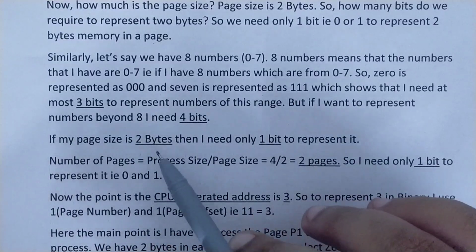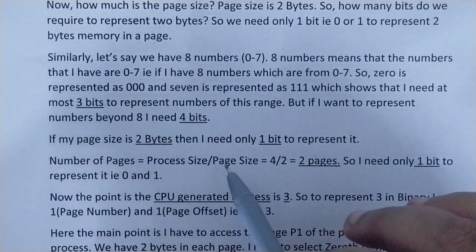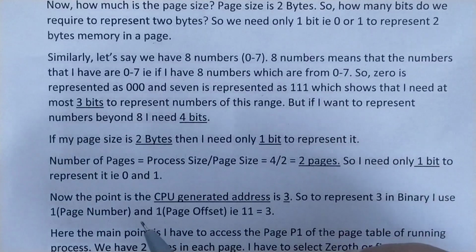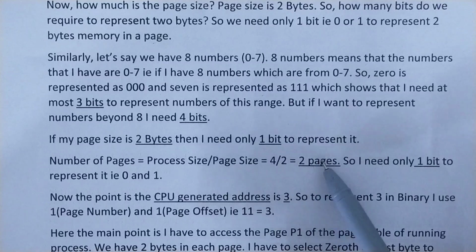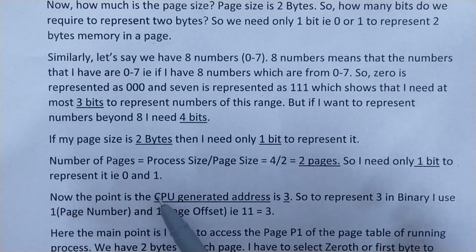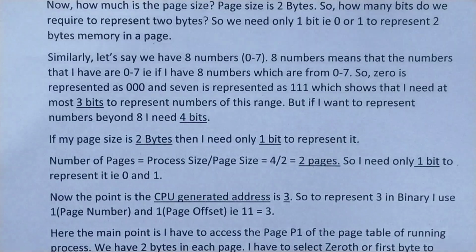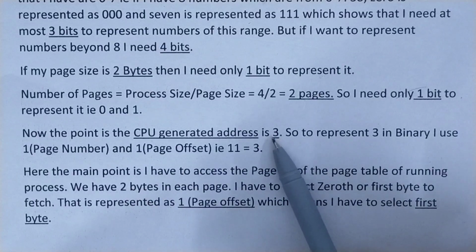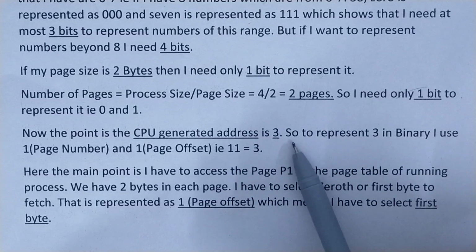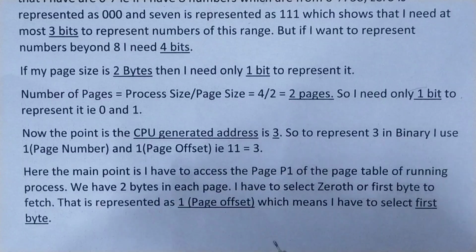Actually, if my page size is 2 bytes, then I need only 1 bit to represent it, that is 0 or 1. Now the number of pages is equal to process size divided by page size, which is 4 divided by 2, which is equal to 2 pages. So I need only 1 bit to represent it, that is either 0 or 1. Now let's suppose the CPU generated logical address 3. To represent 3 in binary, we use 1 as page number and 1 as page offset, that is 11 in binary, which is equal to 3 in decimal.